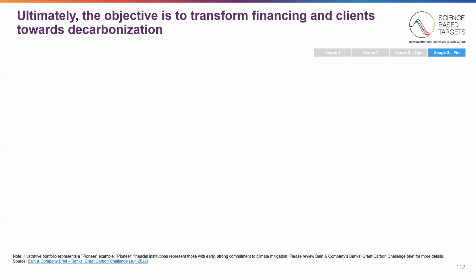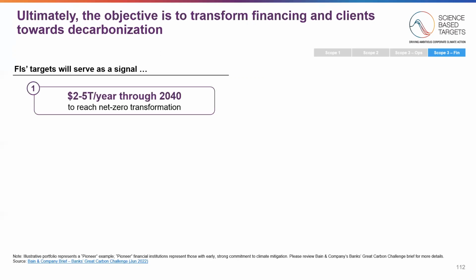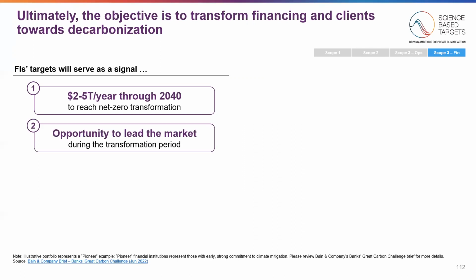That wraps up our case studies, and I want to ground everyone in the objective of financial institutions' efforts in setting science-based targets. And that is to transform financing and catalyze clients and portfolio companies in their decarbonization efforts. And so when financial institutions set targets, they serve as a signal across sectors, especially since there's a $2 to $5 trillion of annual financing required through 2040 to reach this net zero transformation. Financial institutions recognize that those with targets can take advantage of this opportunity to lead the market during this transformation period, especially through their engagement with real economy companies.